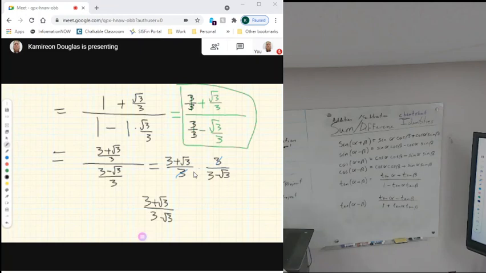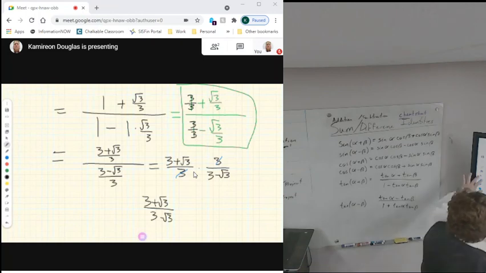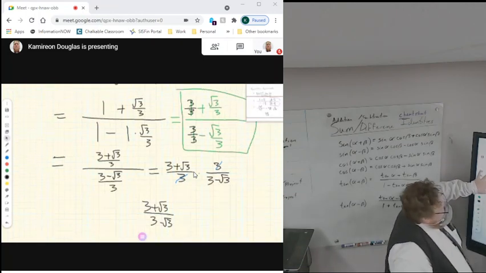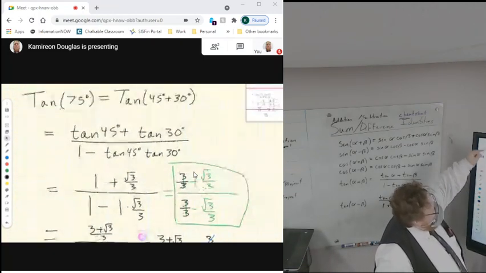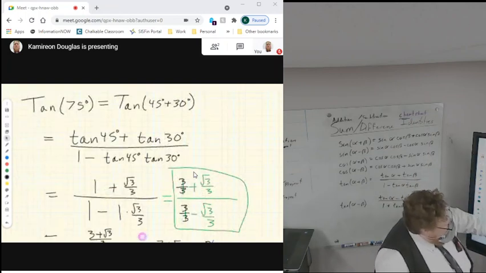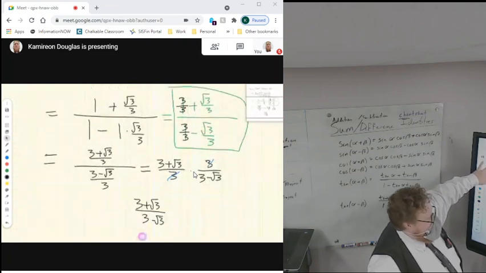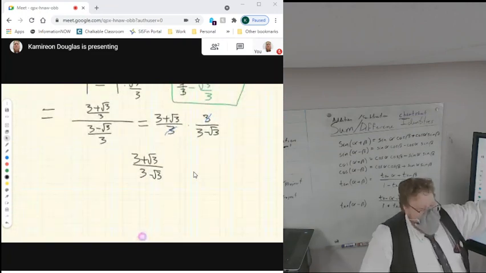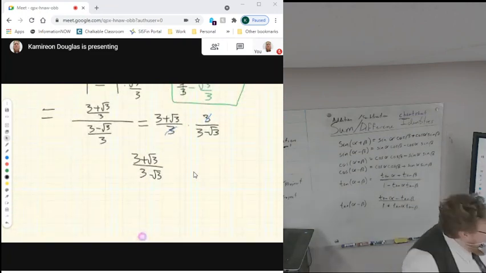So, here we go. Next one. In order to get this thing simplified. So, before I continue, I started here, separated into 45 and 30, wrote into the formula, simplified the formula using the unit circle, and now the rest from here on is algebra, algebra, algebra. Speaking of which, I am now here.